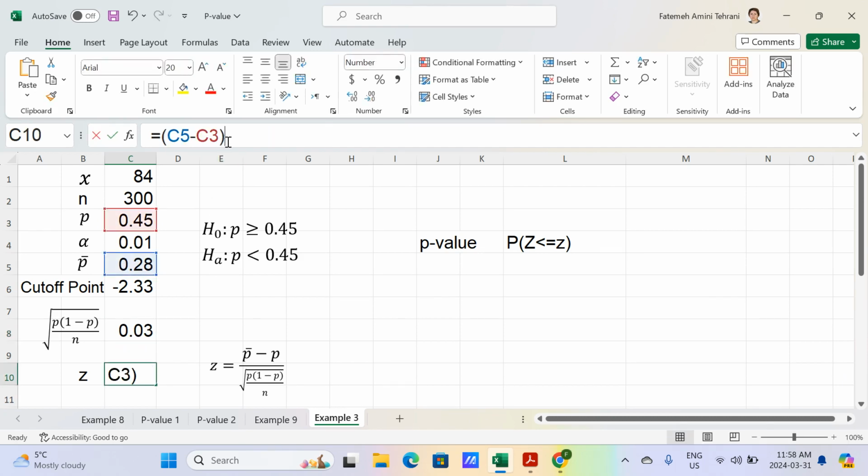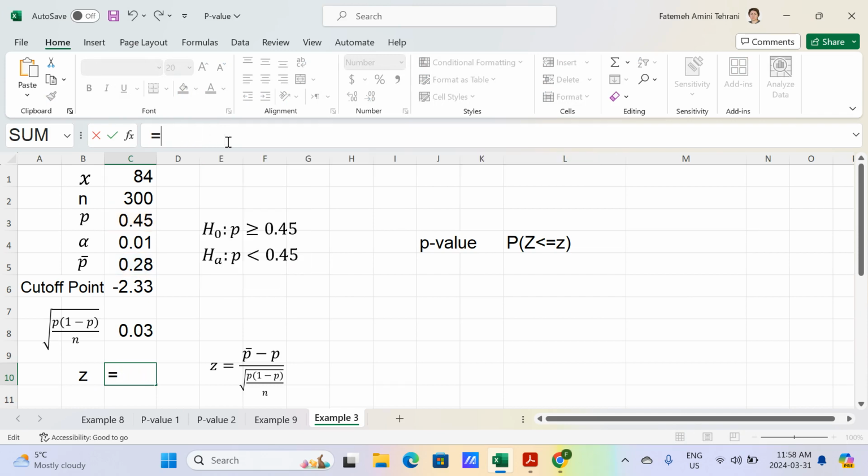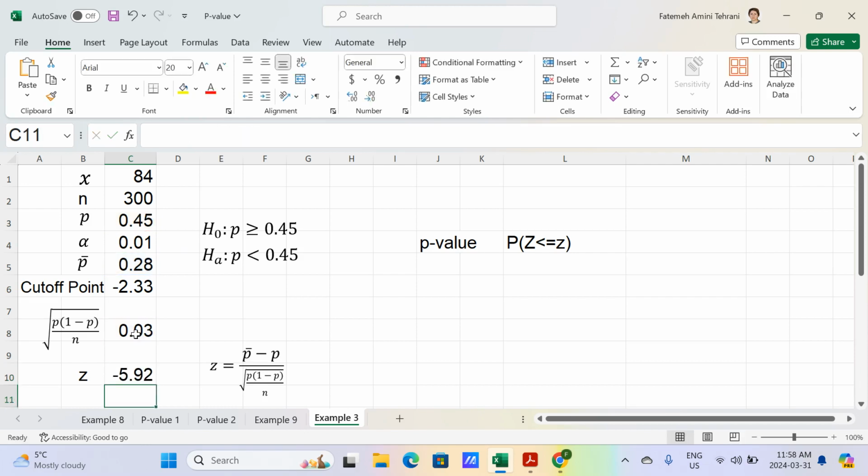Oh, sorry, I forgot to divide. Let me try one more time. I need p bar minus p, then close the bracket, divided by 0.03. Okay, that's z. The z value of p bar is minus 5.92.